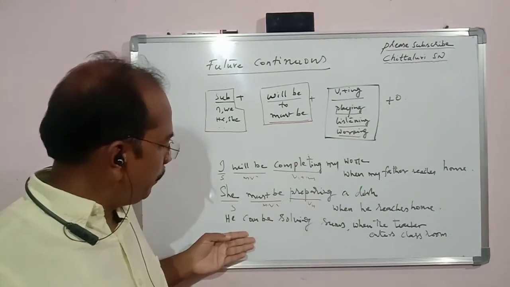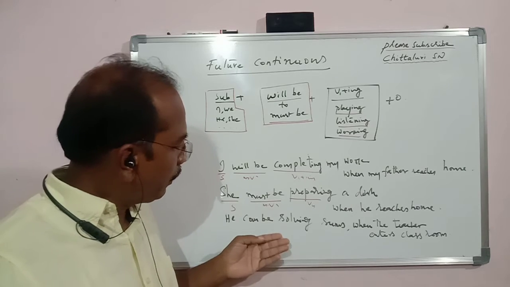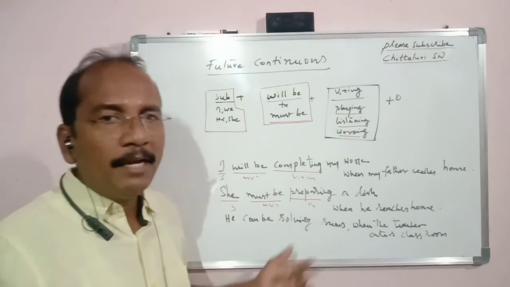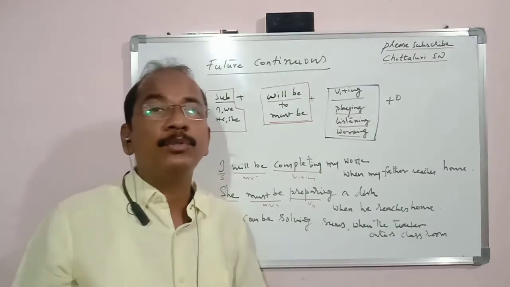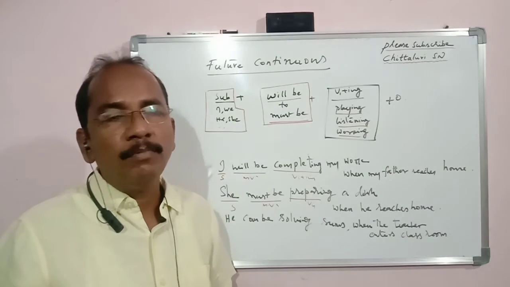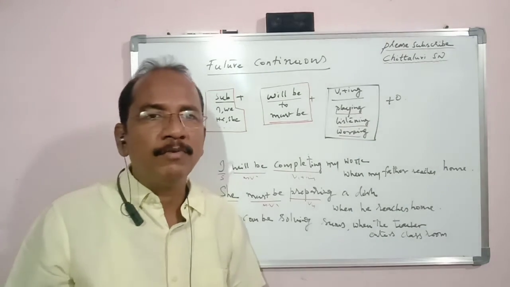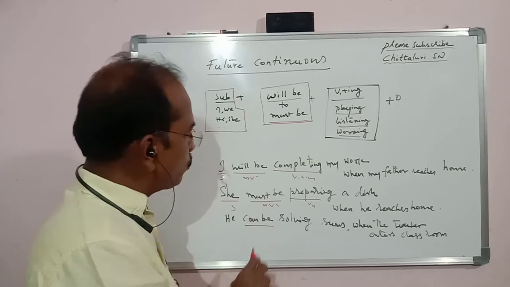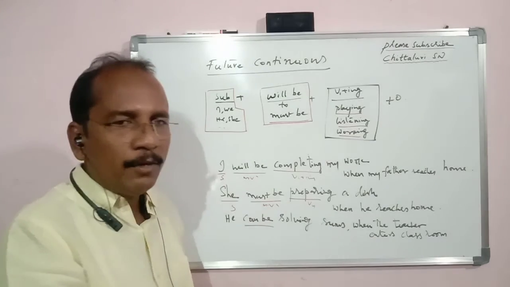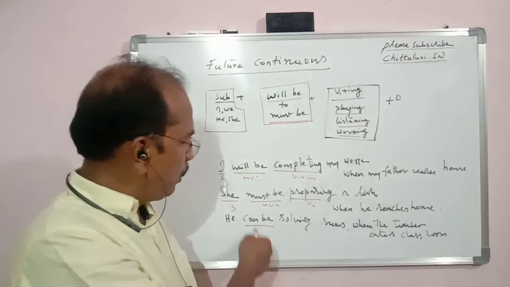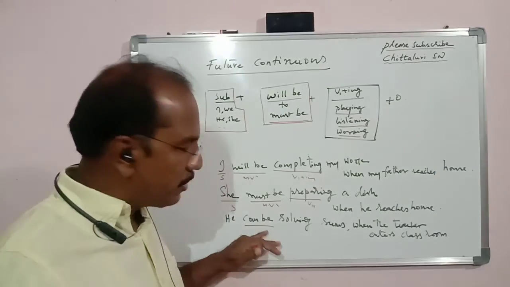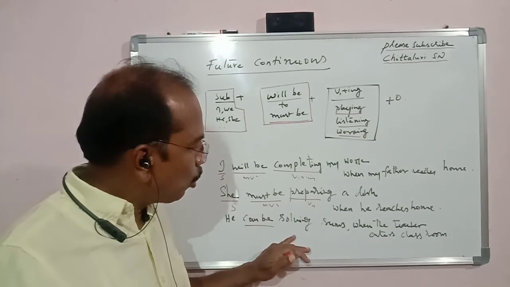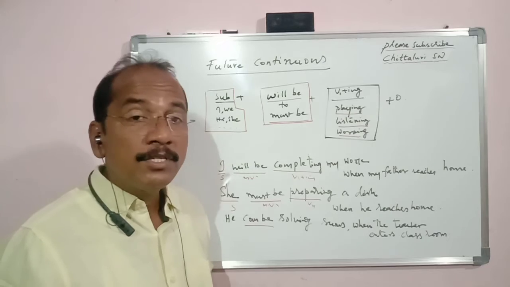Okay. So likewise, coming to the third example, he can be solving sums when the teacher entered the classroom. He can be solving. By that time he will be able to solve certain problems. His ability to solve the problems will be in progress in the future time. So can be is taken here. This also gives the future sense. But as I already told you, based on the modal verbs, a slight sense is there, but basically it is used in the future sense. Can be also. So likewise, he can be solving sums when the teacher enters the classroom.